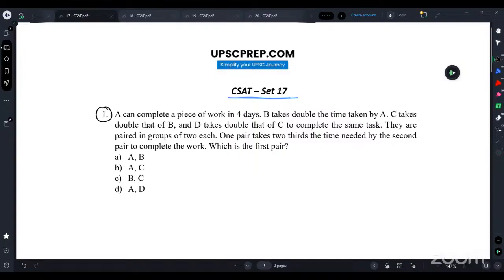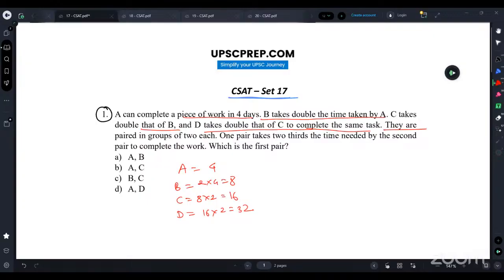See, guys, A can complete a piece of work in 4 days. B takes double the time taken by A, right? So if A is taking 4 days to complete the work, B will be double that of 4, so that will be 8 days. Similarly, C takes double that of B, so C will be 8 into 2, that will be 16. And D takes double the time that of C to complete the same task. So D will be 16 into 2, that will be 32, right? So 32 is the number of days taken by D to complete the same task.